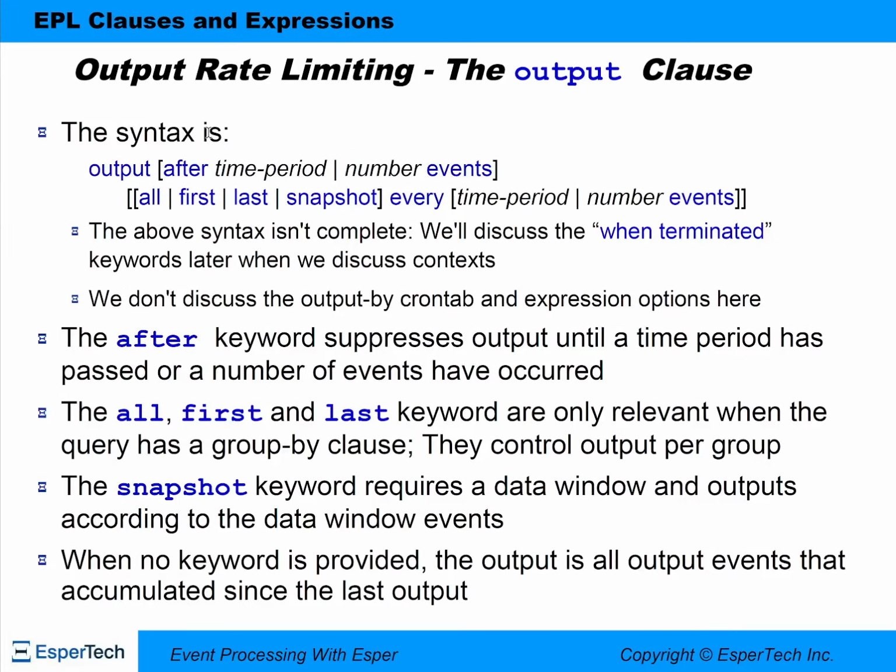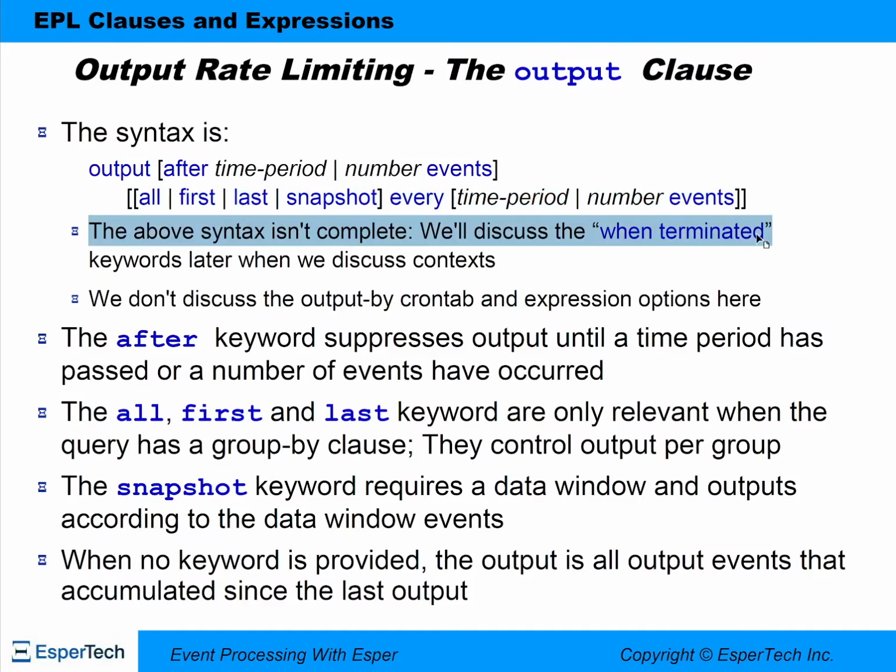The syntax for the output clause is the output keyword. Optionally, the after keyword and then either a time period or a number and the events keyword. Then, optionally, one of the control keywords: all, or first, or last, or snapshot. Then the every keyword. Then either a time period or a number and the events keyword.